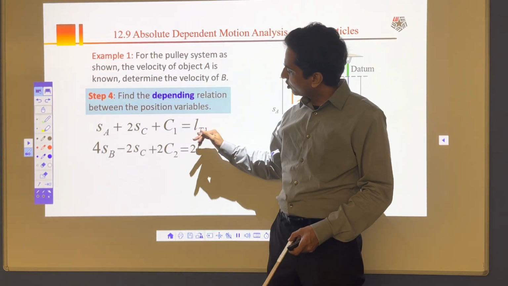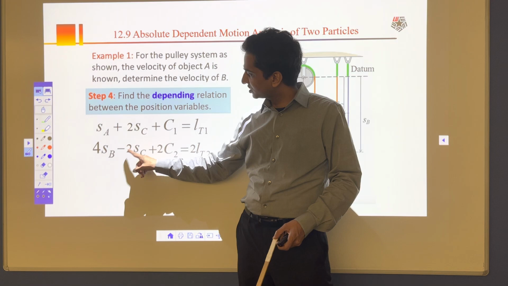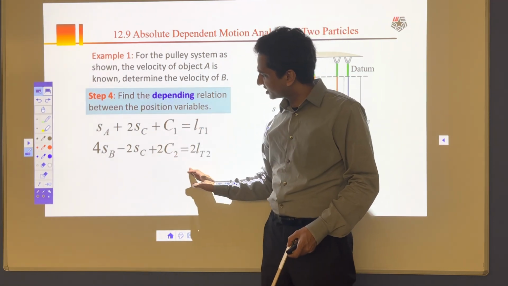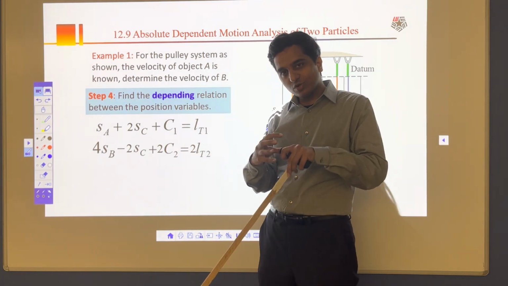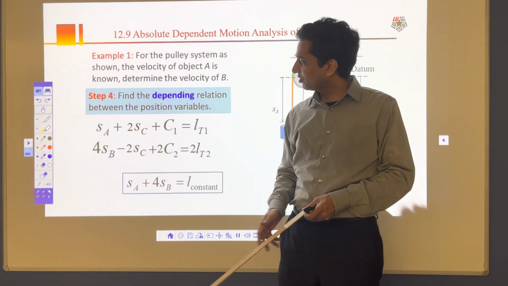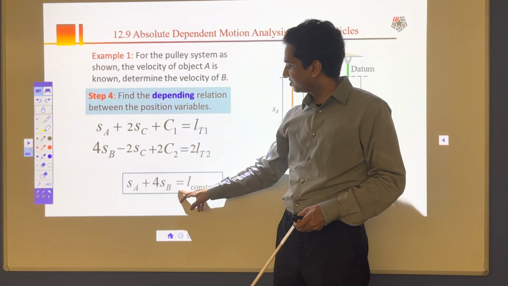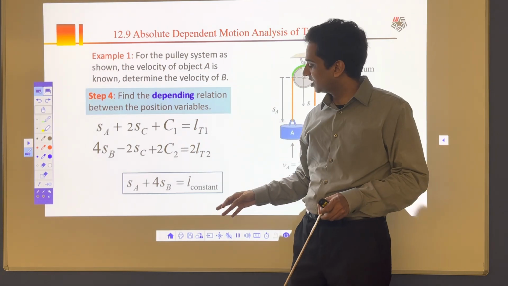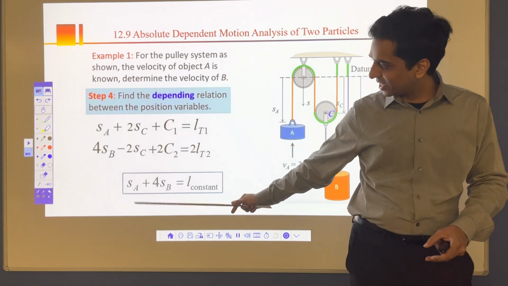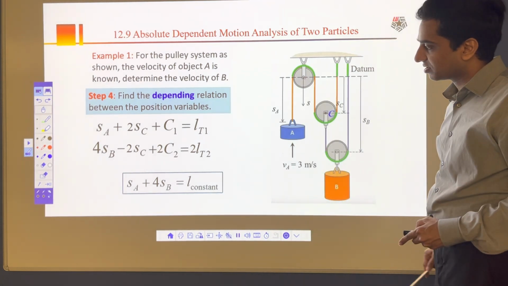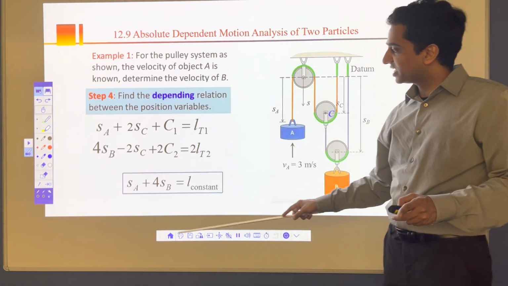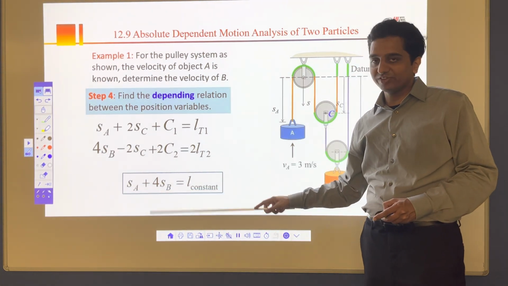So here I'm going to add these two equations, and plus 2 SC and minus 2 SC will cancel. Then all these constants, C1, C2, LT, I'm going to club together and write one equation for everything. That will become SA plus 4SB is equal to L constant. All the constants clubbed together become L constant: SA plus 4SB, and that's what we are looking for. Once you get there, 90% of the problem is solved. SA plus 4SB is equal to L constant. That's your relationship between particle A and particle B with respect to distance.